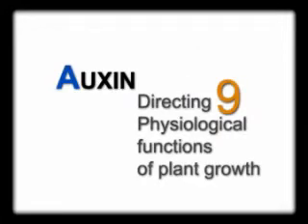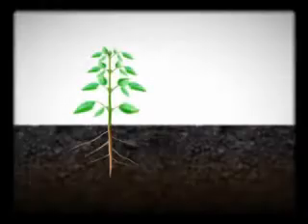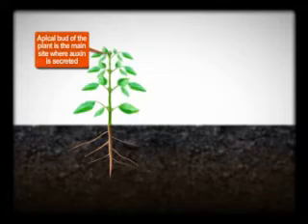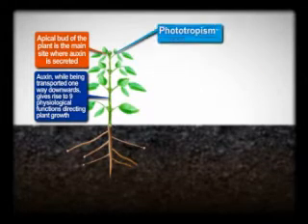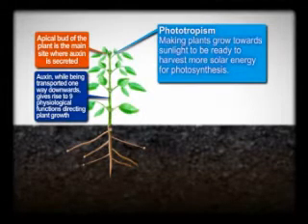Auxin, directing 9 physiological functions of plant growth. Apical bud of the plant is the main site where auxin is secreted. Auxin, while being transported one way downwards, gives rise to 9 physiological functions directing plant growth. Phototropism, making plants grow towards sunlight to be ready to harvest more solar energy for photosynthesis.